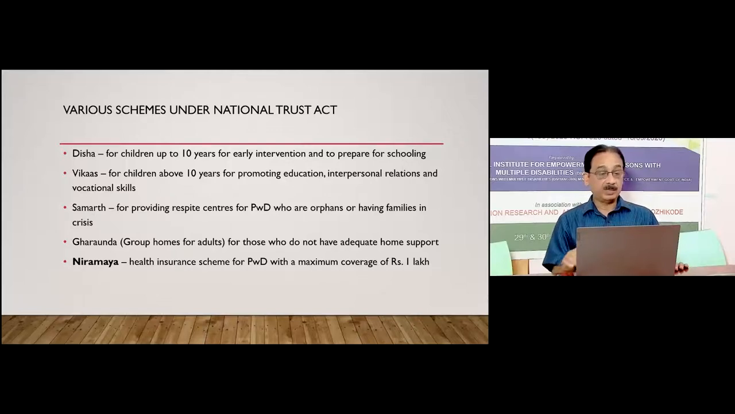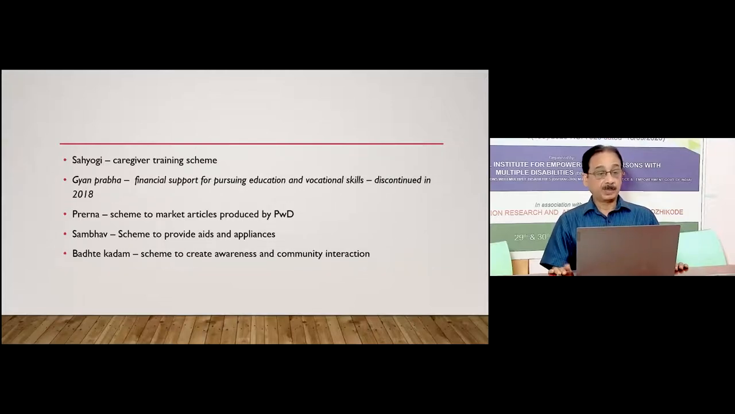Then the most important one is the Niramaya. It's a health insurance scheme specifically for persons with a disability, with a maximum coverage of 1 lakh rupees per year. Then Sahyogi, a caregiver training scheme. Then Gyan Prabha, an educational support and scholarship scheme, which is discontinued. Then Prerana, a scheme to market the articles produced by persons with a disability. Then Sambhavi, a scheme to provide aids and appliances. And Badhte Kadam, a scheme to create awareness and community interaction.